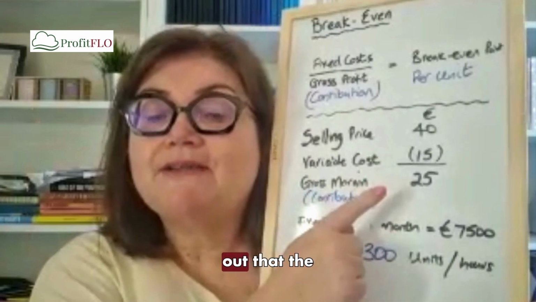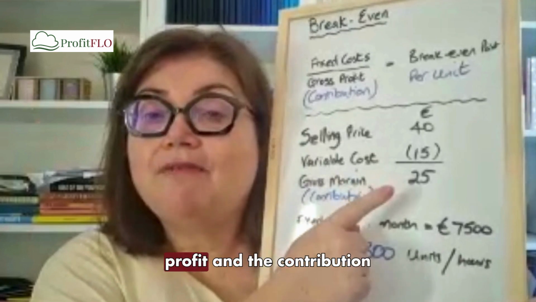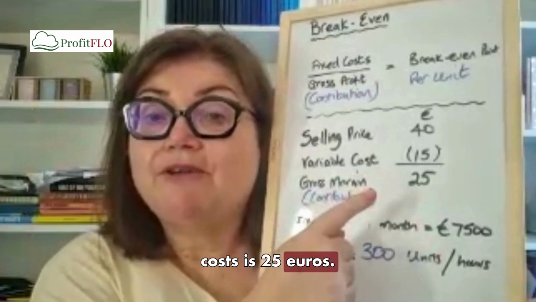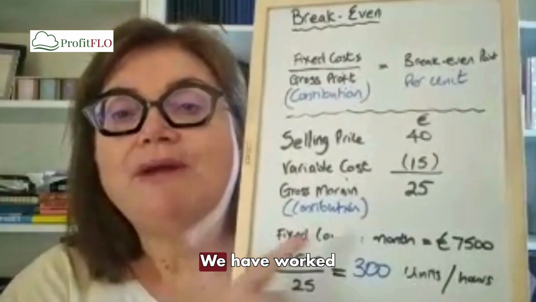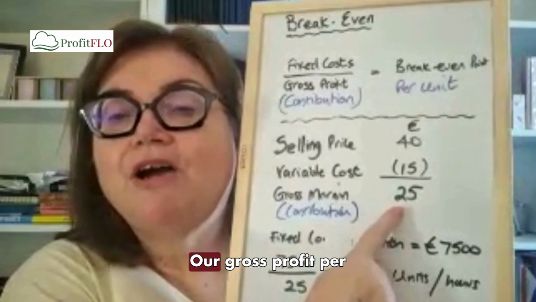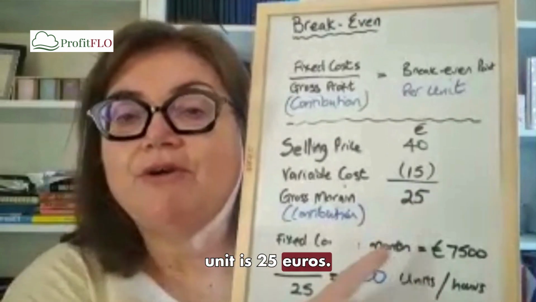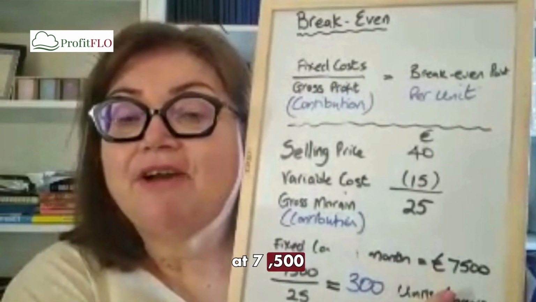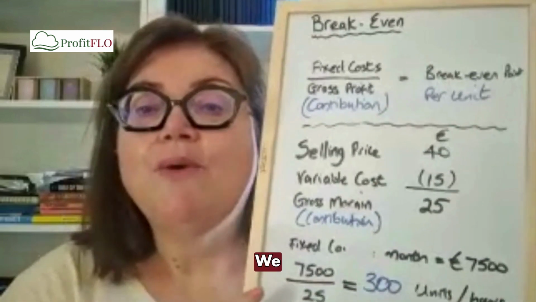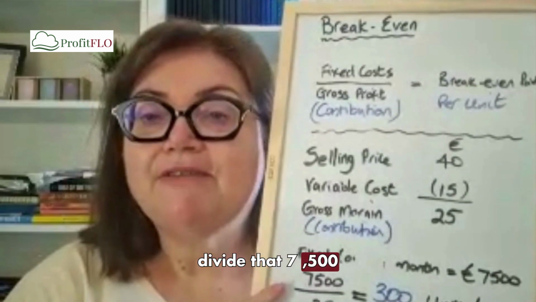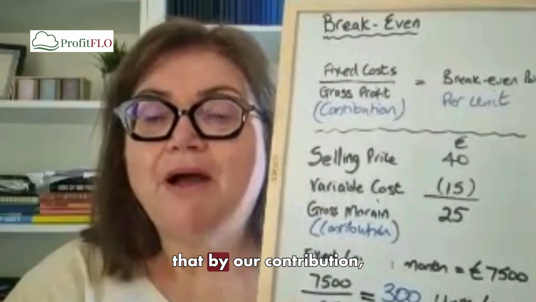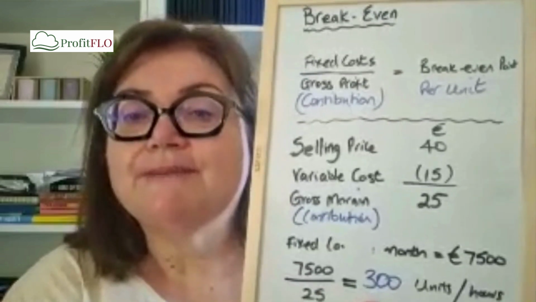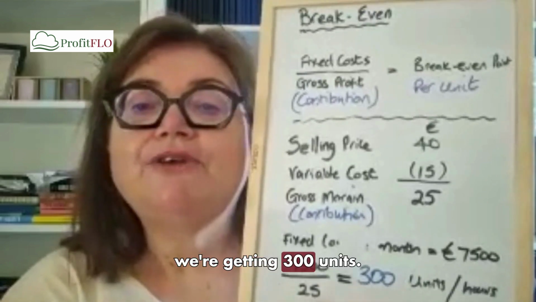So we've just worked out that the gross profit and the contribution towards our fixed cost is €25. So then we come down here. We have worked out our contribution, our gross profit per unit is €25. We have our fixed cost at 7,500, and that is for the month. We are then going to divide that 7,500 for our costs by our contribution, our gross profit, 25, and we're getting 300. So we're getting 300 units.